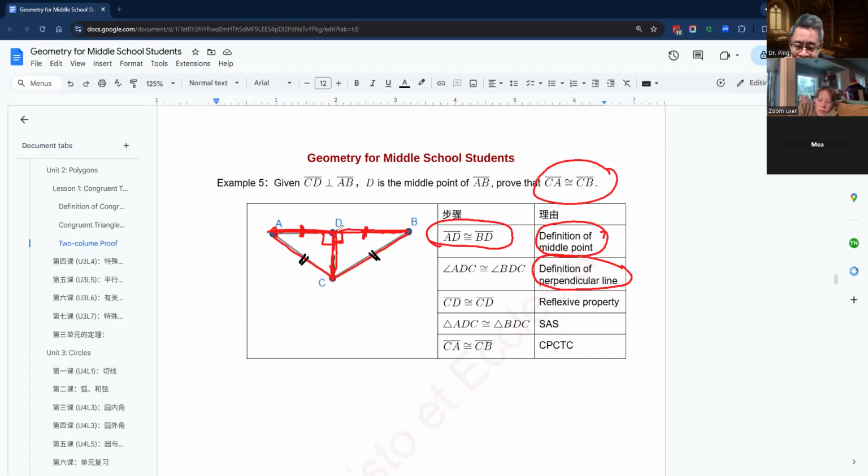And we also know that CD is congruent to itself. So now you can see we got a side, an angle, which is 90 degrees, and also a side. So that is side angle side. So therefore, this triangle is congruent to the other triangle. Now, given that, according to CPCTC, this side corresponds to this side. So therefore, they have to be congruent. So that's how we prove their congruency.